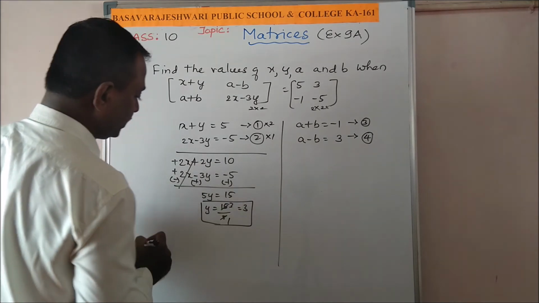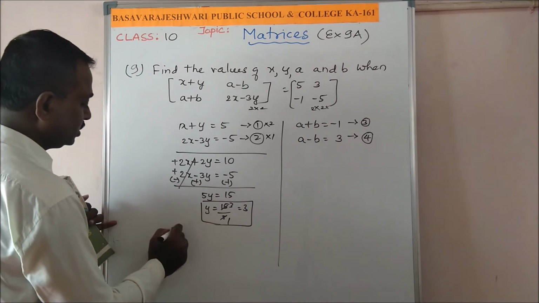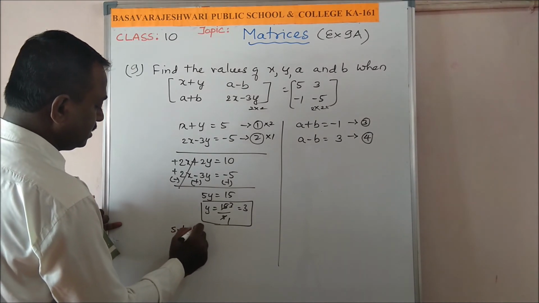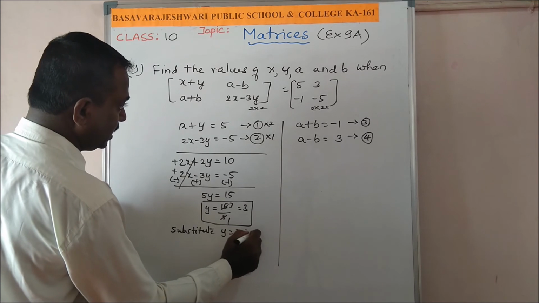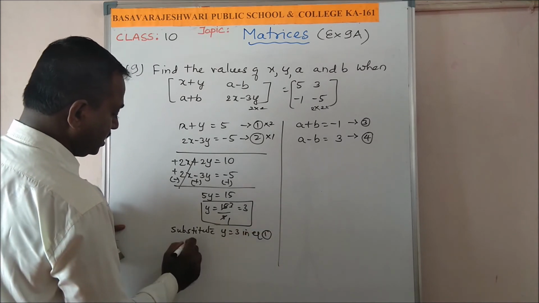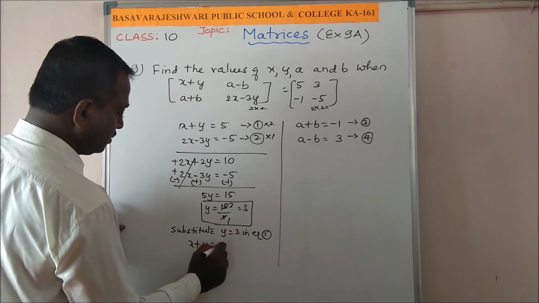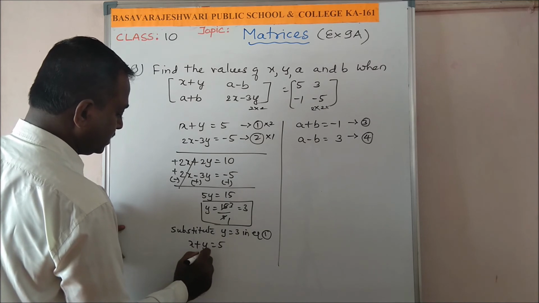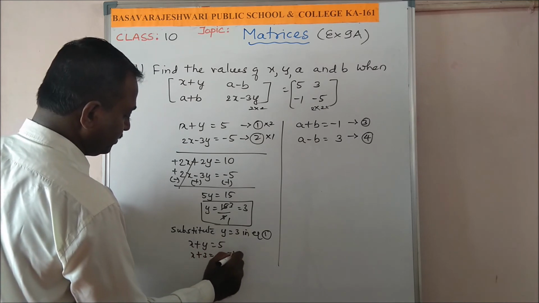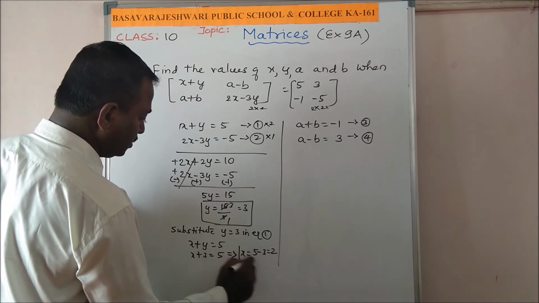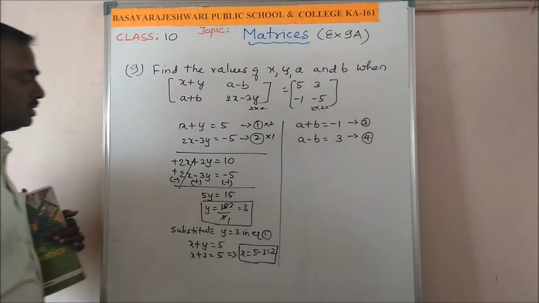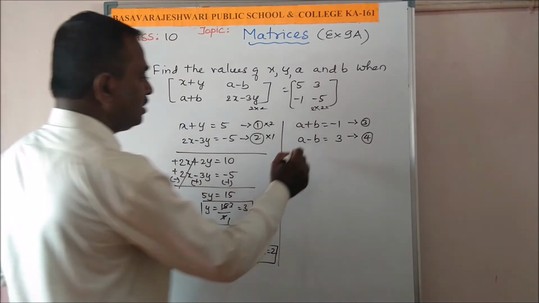The y value is 3. Substitute y is equal to 3 in equation number 1. x plus y is equal to 5, x plus 3 is equal to 5. This implies x is equal to 5 minus 3, which is equal to 2. So this is the first part. Now come to the second part.